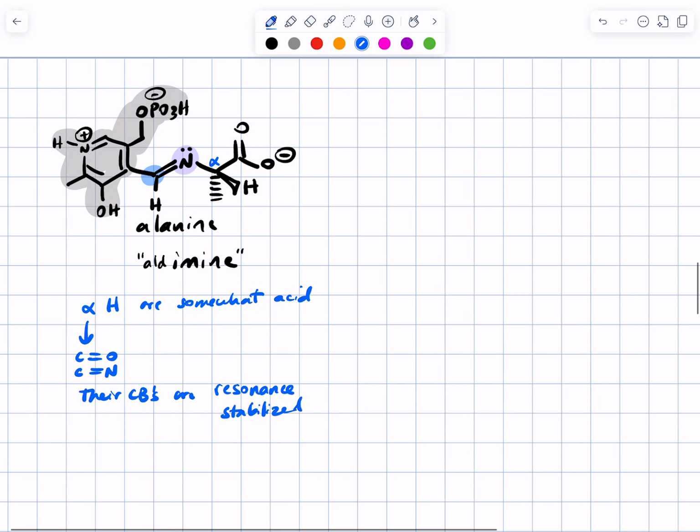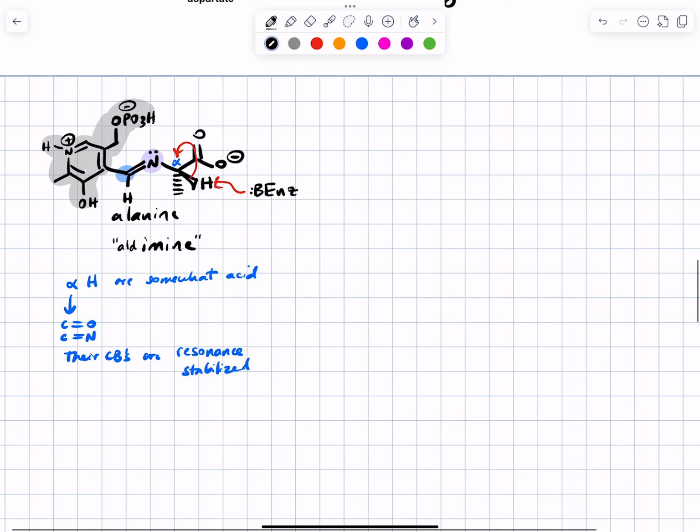So what I want us to do is use some base from the enzyme to deprotonate the alpha carbon, and we're going to push the electrons onto the alpha carbon, and then we're going to look and see how it's resonance stabilized. For this, you will need to draw the whole molecule. If you want to abbreviate something, then by all means abbreviate the side chain on the amino acid, but you're going to need the whole PLP.